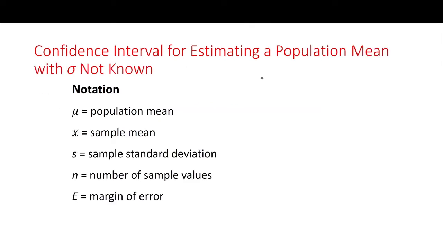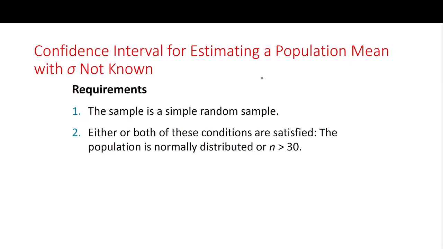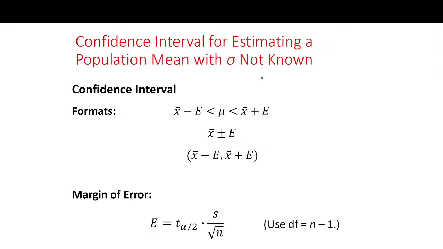For that, this is the notation we're going to use. Mu stands for population mean, x bar is the sample mean, s is the sample standard deviation, n is the number of sample values, and E is the margin of error. These are the requirements to create the confidence interval for estimating a population mean when the standard deviation is not known. The sample should be a simple random sample, and the population distribution should be either normally distributed or the sample size should be greater than 30.